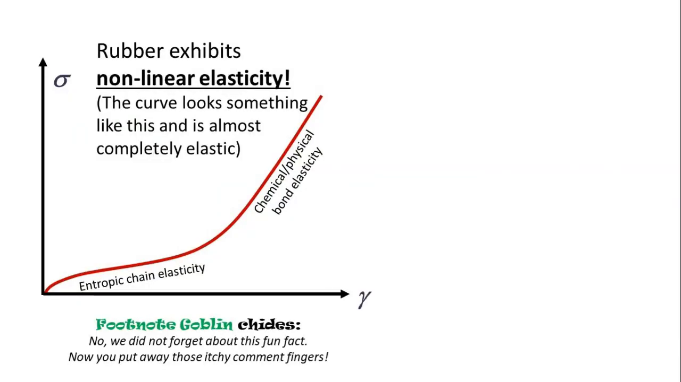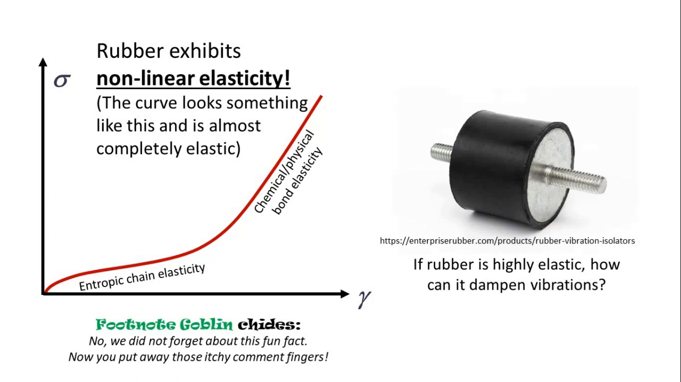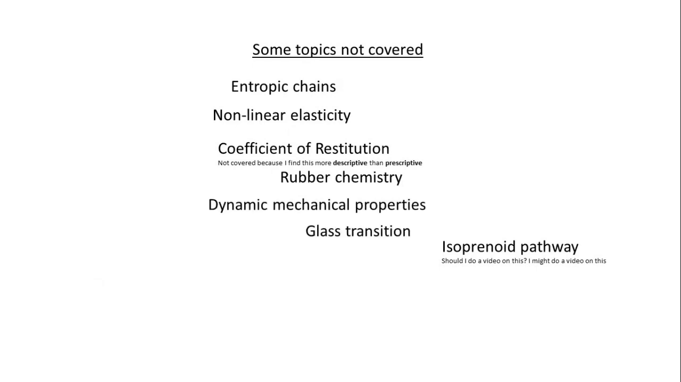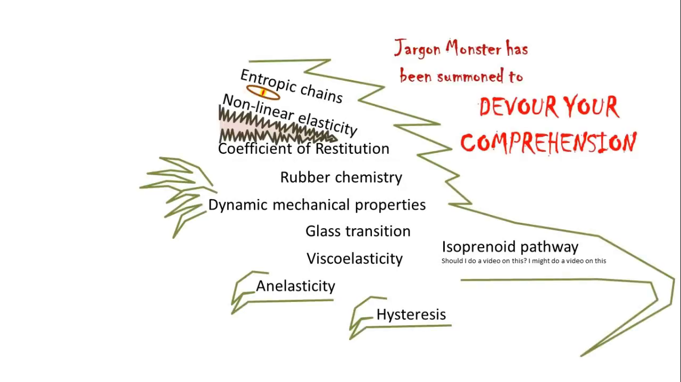I mean, even at the beginning of the video, I just blithely introduced entropic chain elasticity in plastics and rubbers, and I didn't even cover nonlinear elasticity, or coefficient of restitution. There's also another corollary question I didn't touch on. How can rubber be used for bouncy balls, but also for vibration dampeners and shock absorbers? Wouldn't you expect elasticity to not be conducive to dampening functions? Delving into that question leads you to even more topics, like different formulations of rubber, dynamic mechanical properties, glass transition, viscoelasticity, anelasticity, and hysteresis. Sometimes the best questions are the ones that lead to more questions.